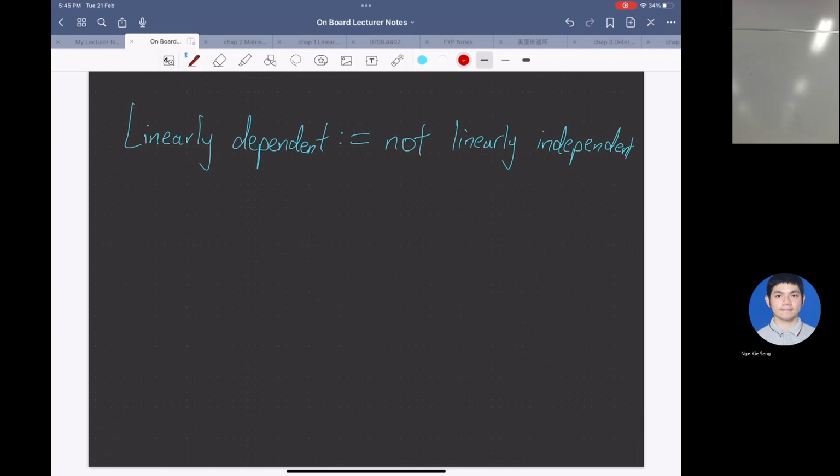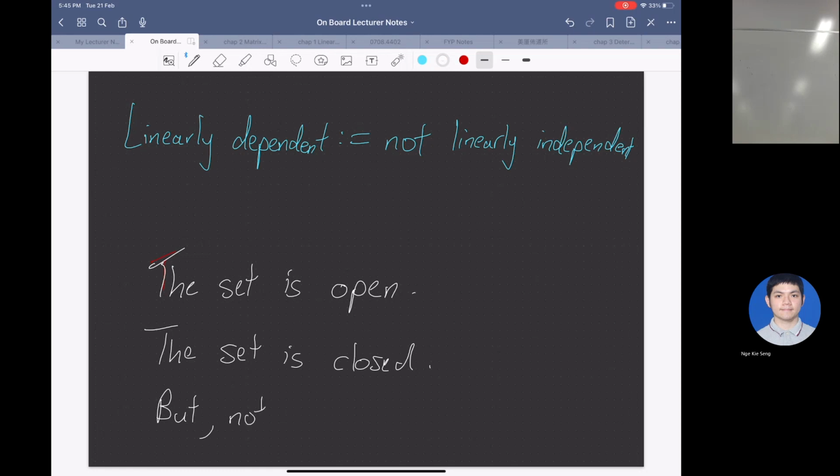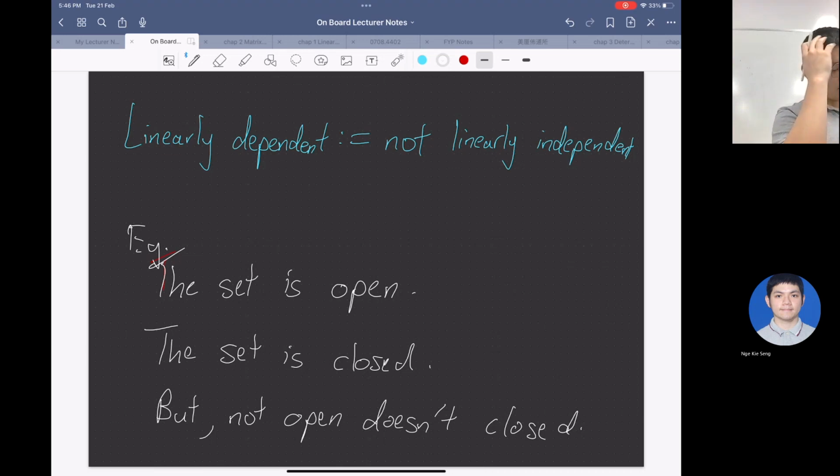In mathematics we have something like the set is open and the set is closed, but not open doesn't mean closed. So in English maybe they are opposite, but sometimes in mathematics it's not. But linearly dependent and linearly independent, yes, because if you go back and check your definition, they are actually negations of each other. Not linearly independent is linearly dependent. Sometimes I will say linearly dependent, sometimes I say not linearly independent. They all mean the same thing.